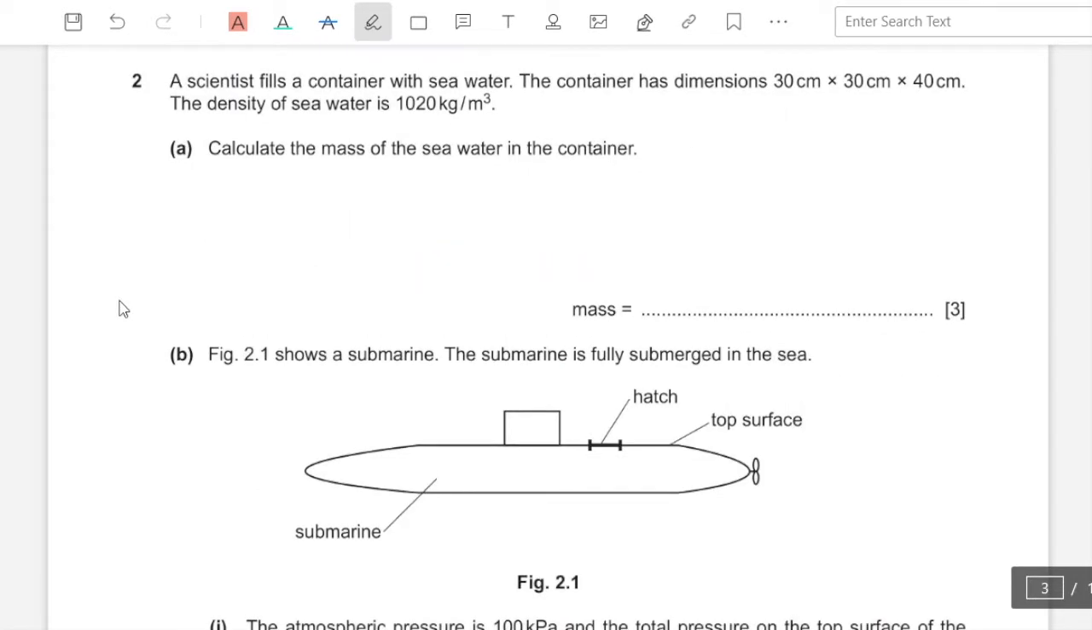2. A scientist fills a container with seawater. The container has dimensions 30 into 30 into 40 centimeter. The density of the seawater is 1020 kg per meter cube. A. Calculate mass of the seawater in the container.